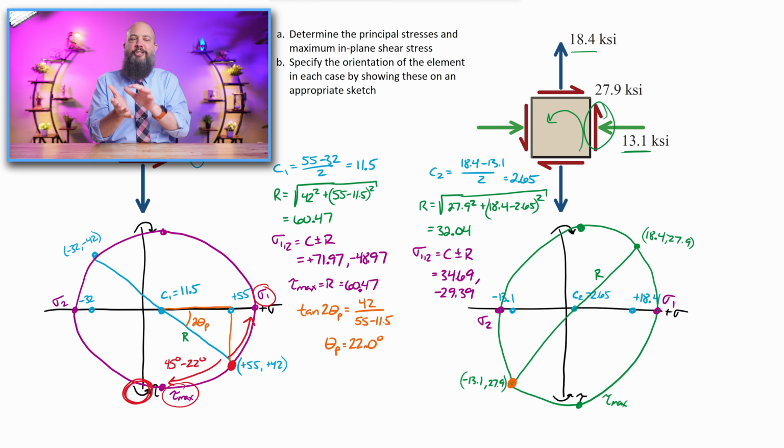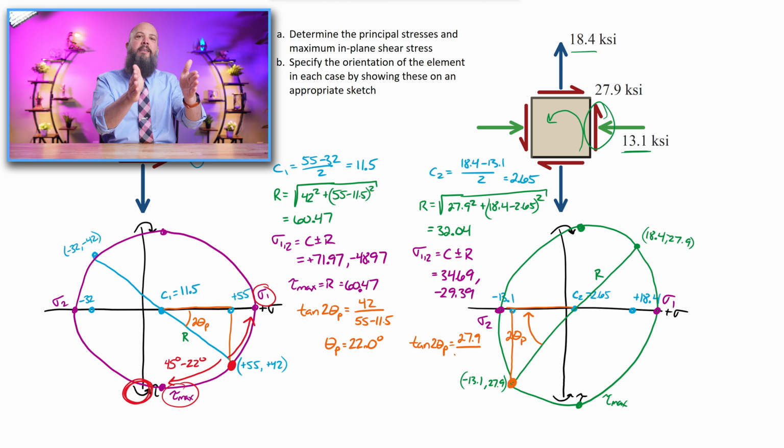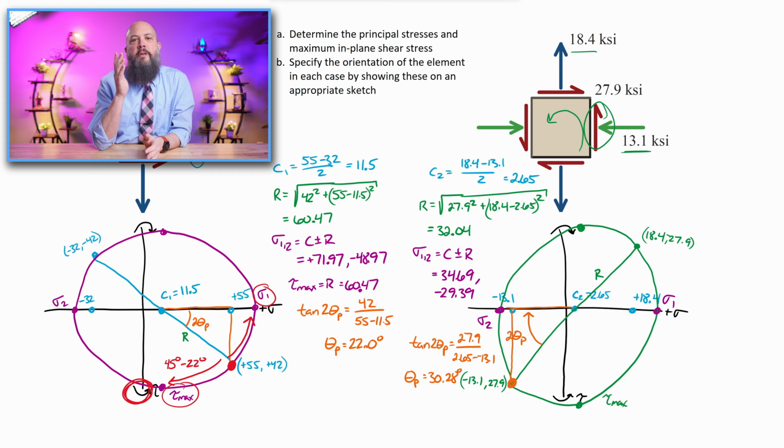And then to find theta, this rotational angle, as to how far we have to rotate the original square to find these principal stresses, I'm going to redraw this orange triangle here. And remember that this angle is actually 2 theta. So tangent 2 theta is opposite over adjacent. Opposite is that vertical 27.9 shear stress. Horizontal is from negative 13.1 to 2.65. And this is going to get me an angle of about 30 degrees for theta, because the 2 theta is about 60 degrees. So cut it in half, 30 degrees for theta.